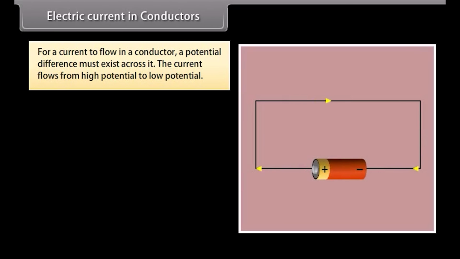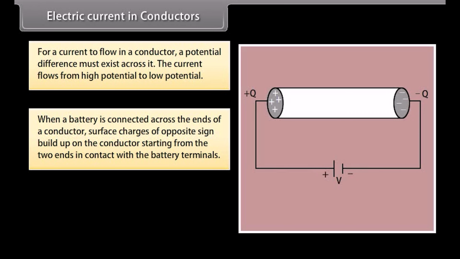Electric current in conductors. For a current to flow in a conductor, a potential difference must exist across it. The current flows from high potential to low potential. When a battery is connected across the ends of a conductor, surface charges of opposite sign build up on the conductor, starting from the two ends in contact with the battery terminals.